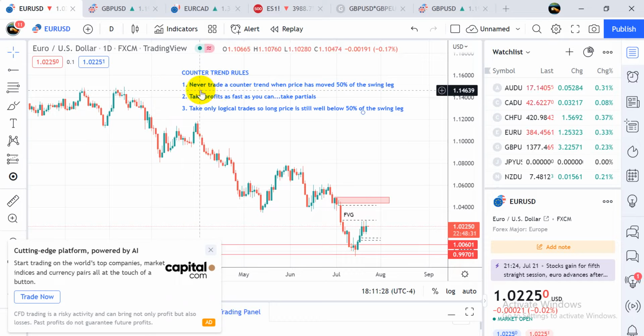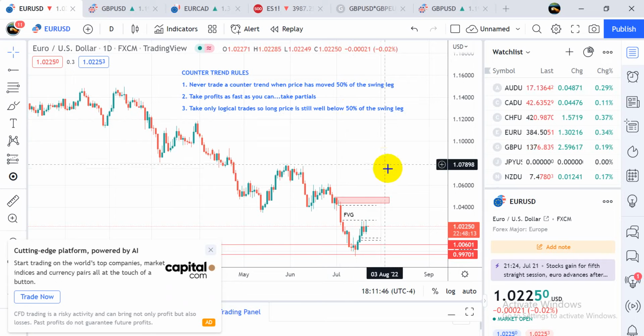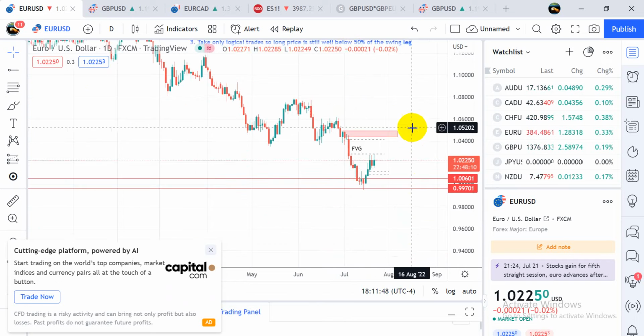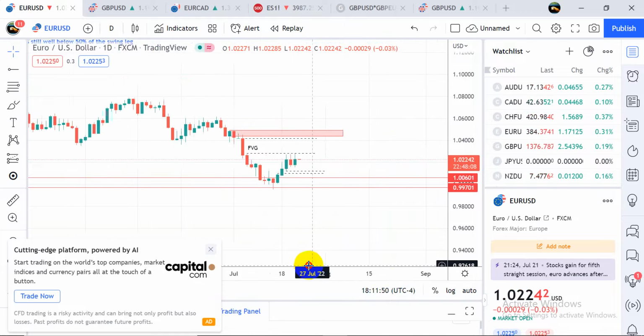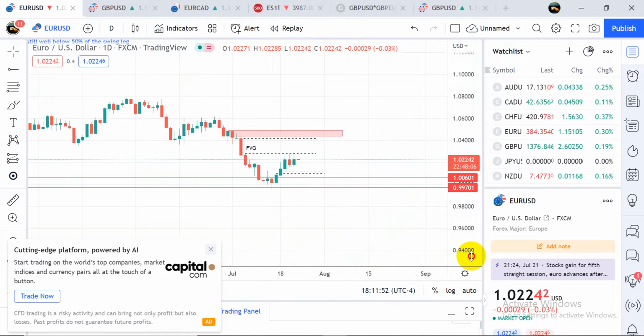One of them is never trade a counter trend when price has moved 50% of the swing leg. The second one is take profit as fast as you can, take partials. Everybody understand that. And the third one is take only logical trades so long as price is still well below 50% of the swing leg. I'm going to use this Euro USD to explain what I mean by that.